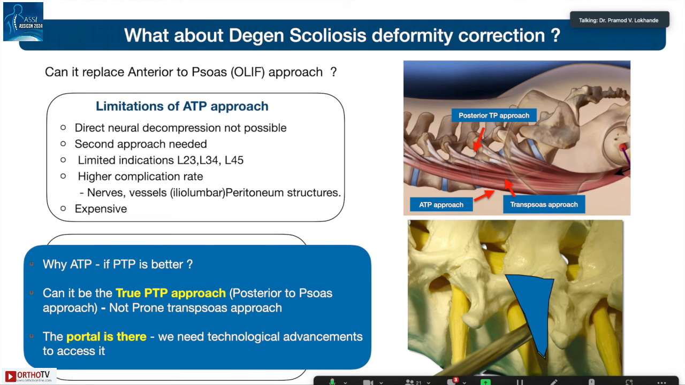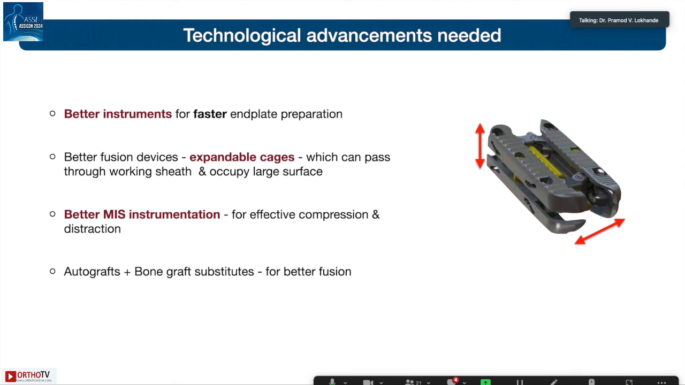So why ATP if PTP is better? PTP means the true posterior to the psoas approach, not the prone transpsoas approach which most of the OLIF guys do. And the portal is lying there. We just need technological advancements to access it. The technological advancements which we need right now are better instruments for faster end-plate preparation because we have to do multi-level cases. Secondly, better fusion devices, expandable cages.